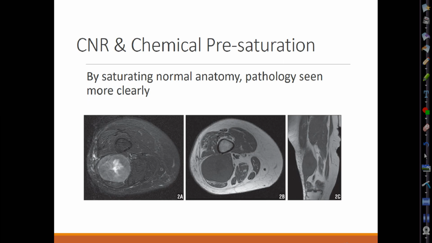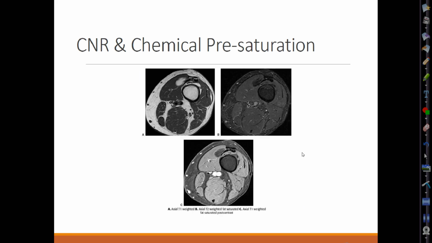Here's our pre-saturation pulses, our fat-sat pulses. So here, this pathology almost looks like muscle, right? But then we fat-sat everything, and that pathology really pops out. Hard to see on the sagittal too, but it's there. We have a couple different things. We have a T1 right here, non-fat-sat. We have an axial T2, fat-satted. Then we have an axial T1, and this is post-contrast. So you can see how your contrast to noise increases as we start to suppress adipose tissue.